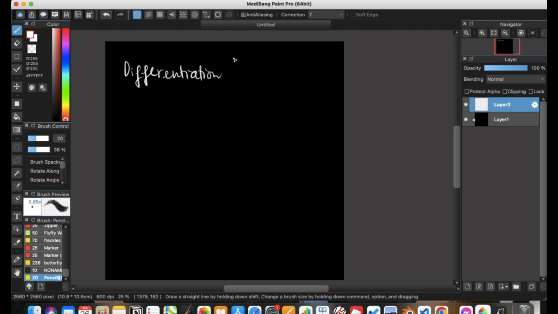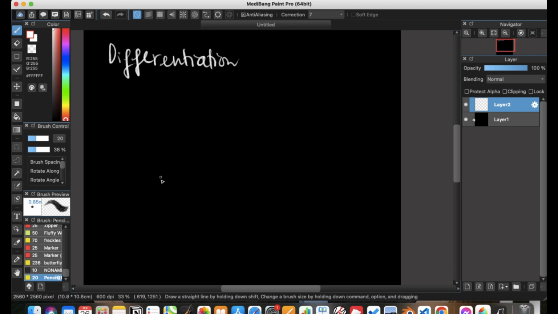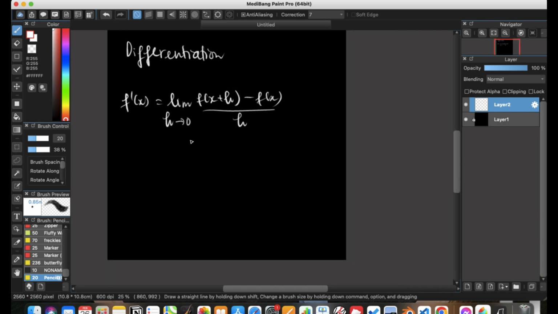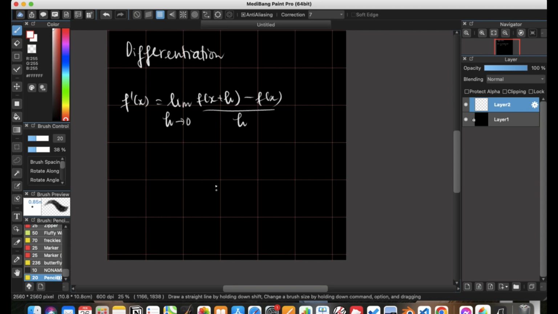So first, let's review something. Let's do a quick revision. So we have f prime x, which is the derivative of a function f(x), is equal to the limit of f(x + h) minus f(x) over h when h is a value that is really close to 0, like h is really small. And so here, let's take a look at a graph.